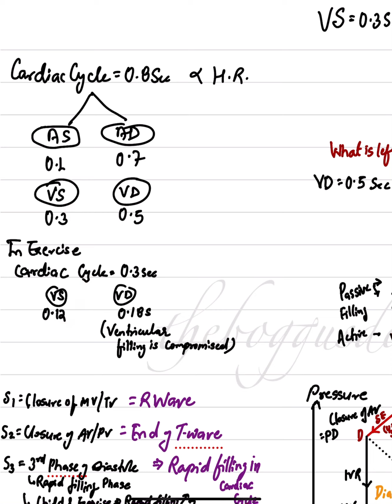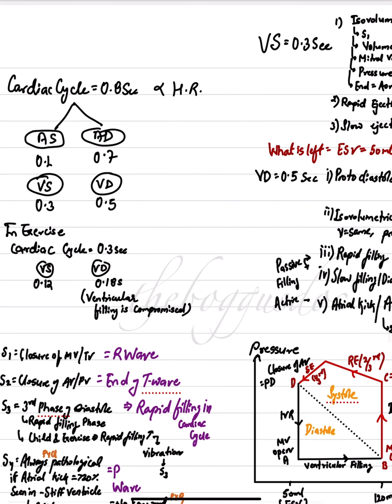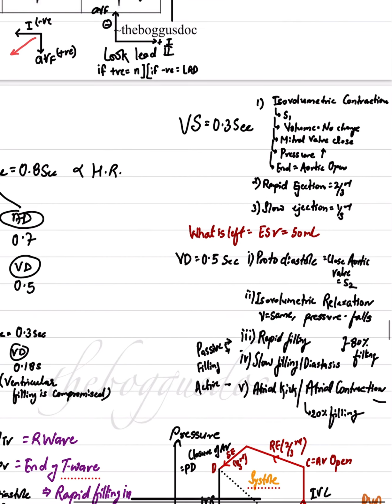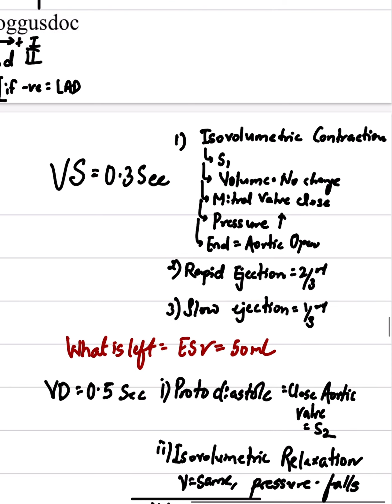Ventricular systole decreases to 0.18 second, but ventricular diastole becomes 0.12 second. 0.3 to 0.18 is a small reduction, but 0.5 to 0.12 is a much larger reduction. So what is being compromised? Ventricular filling is compromised, meaning less blood is filling in the ventricles.